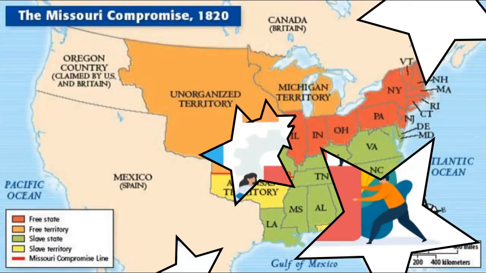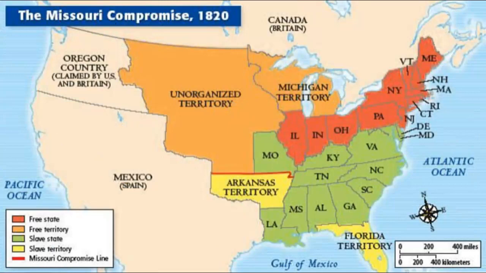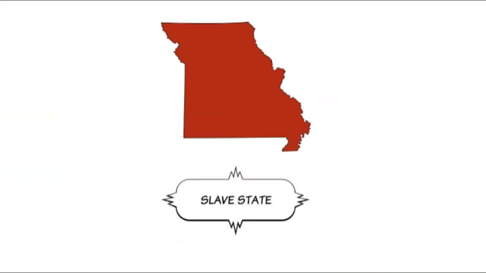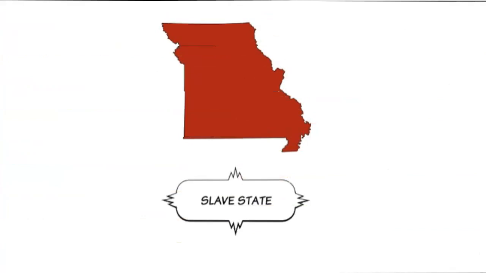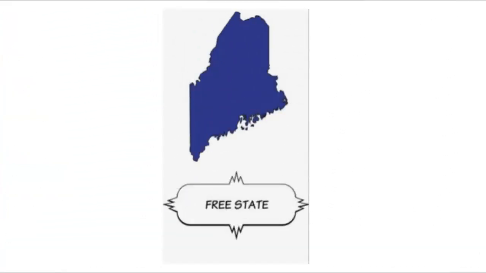Our first compromise was the Missouri Compromise. It allowed Missouri to enter the Union as a slave state and allowed Maine to enter as a free state. So the balance of free versus slave states would be equal.